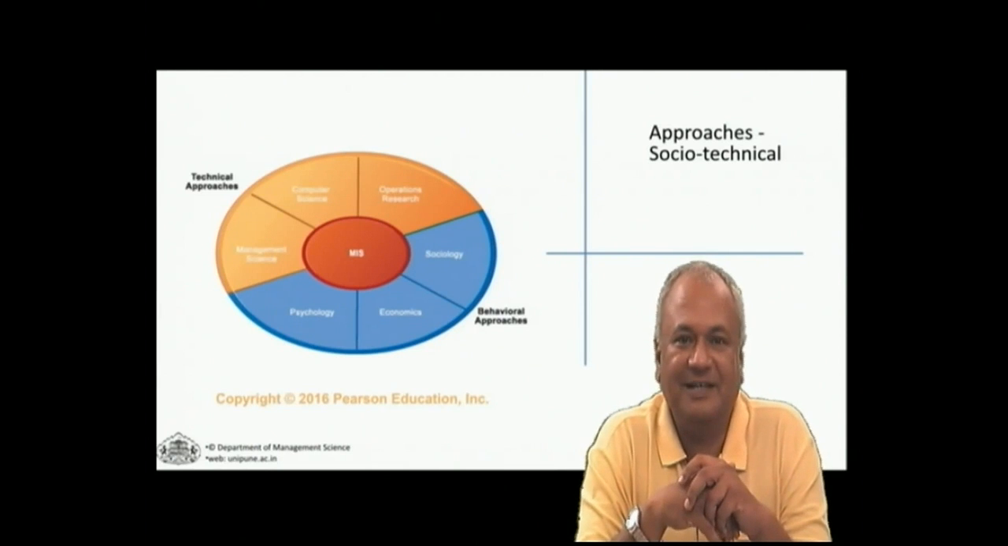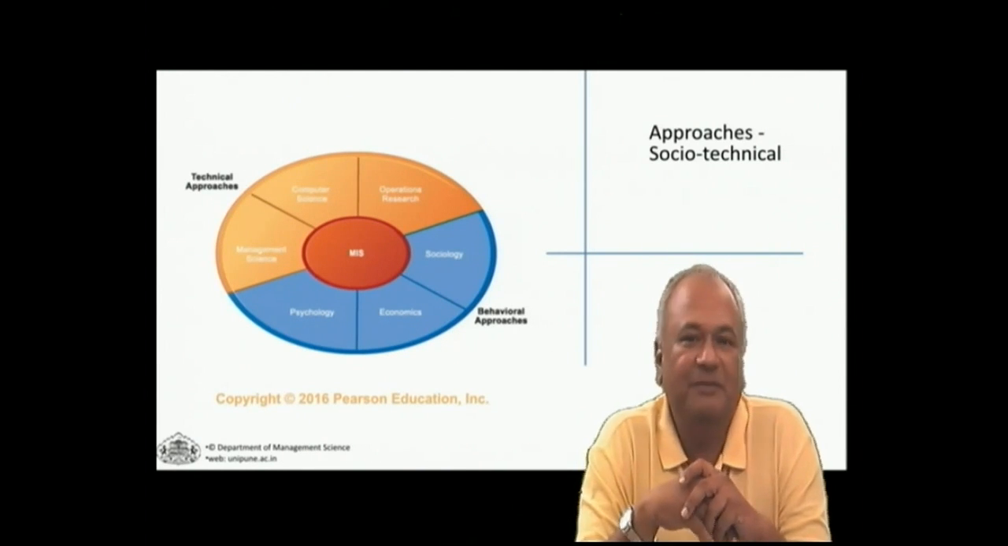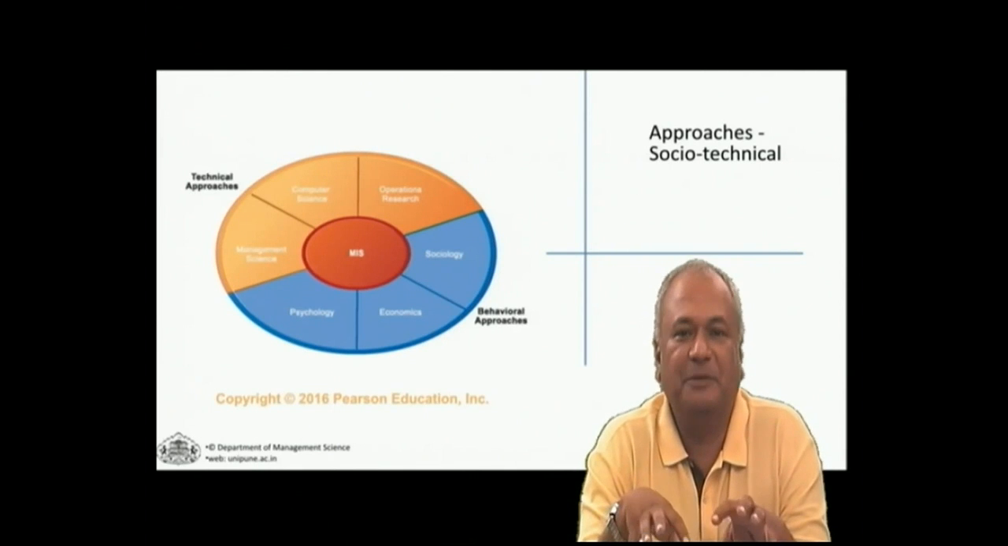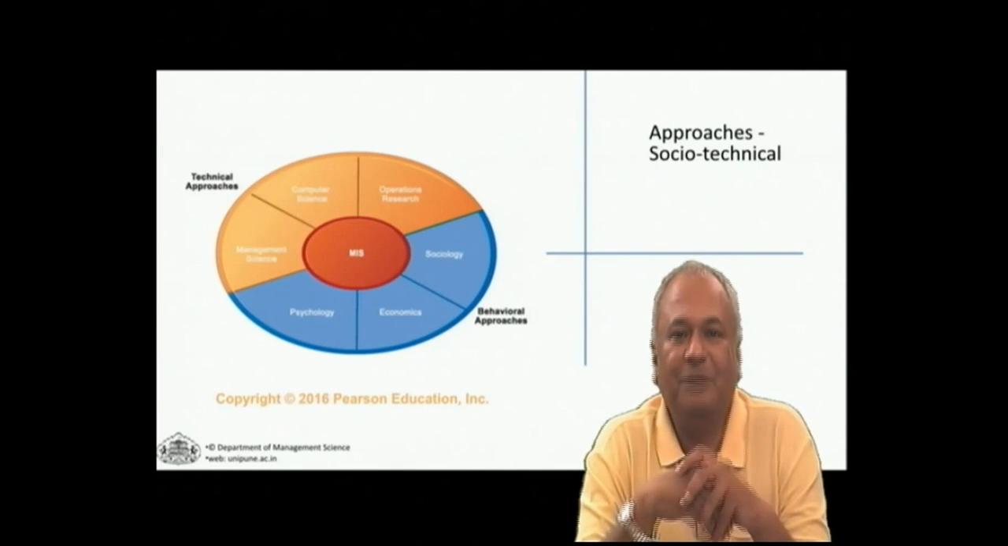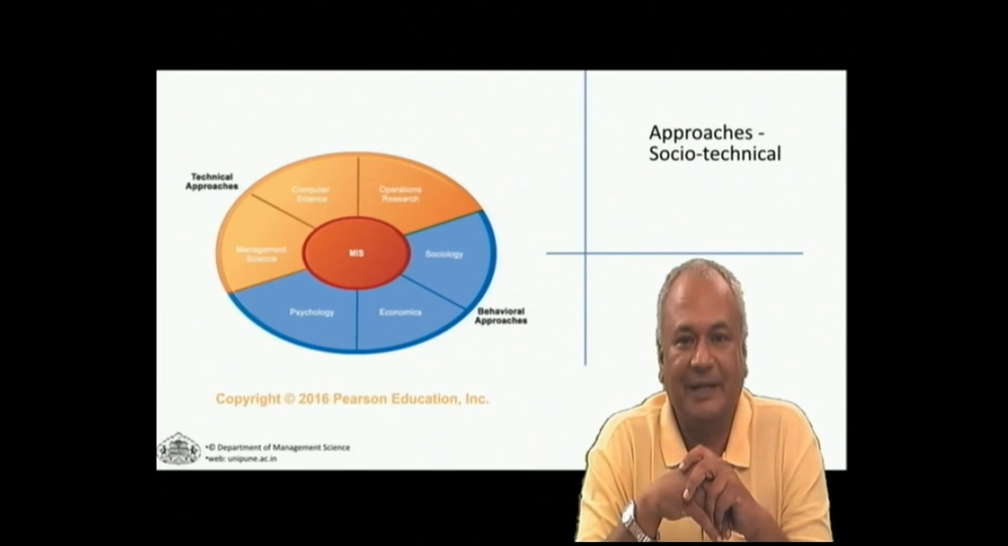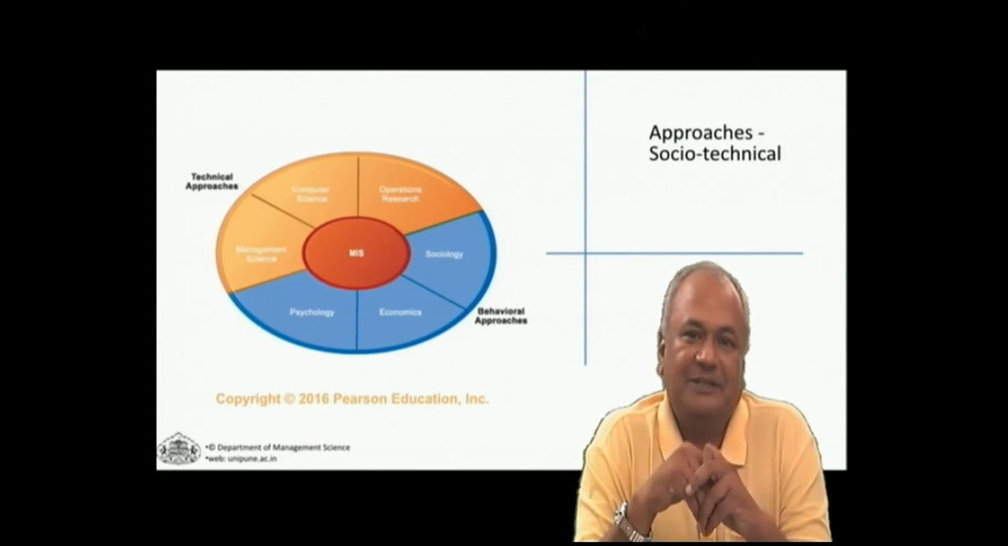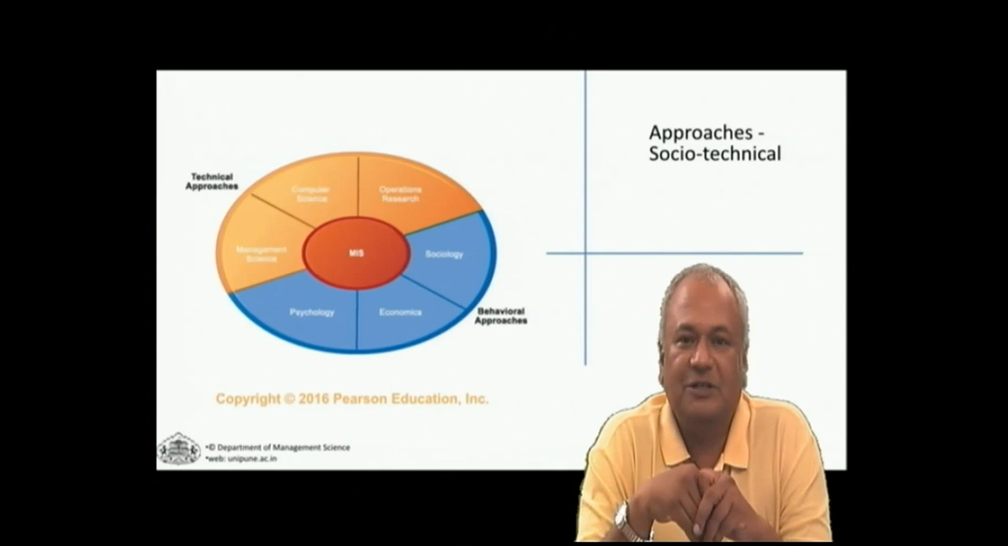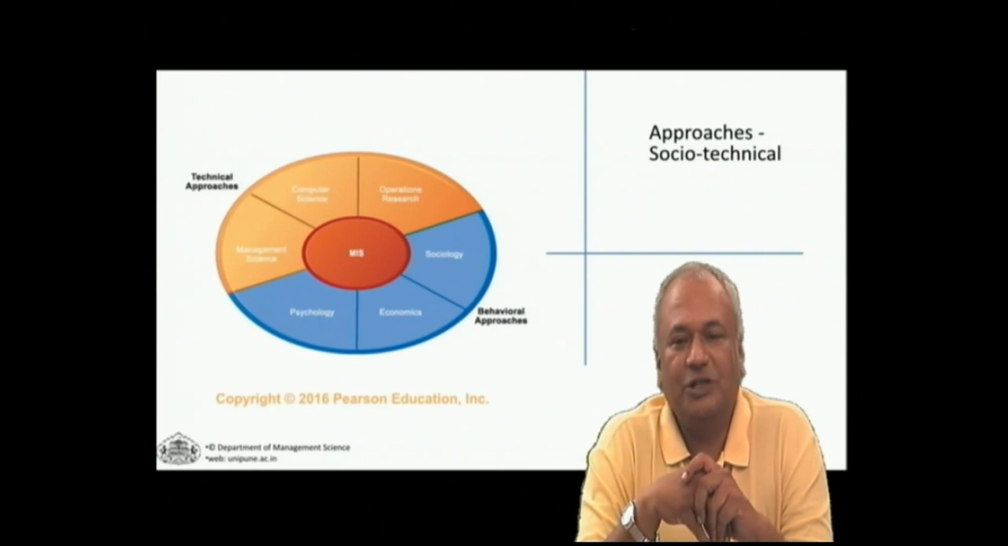So the basic understanding is when we look at the technical approach, we have computer science, we have mathematics, we have operation research, where probably we are looking at different models of optimization and how do we implement it for the business data processing. Because MIS by definition is user machine integrated system, we are also trying to look at the social part of it.